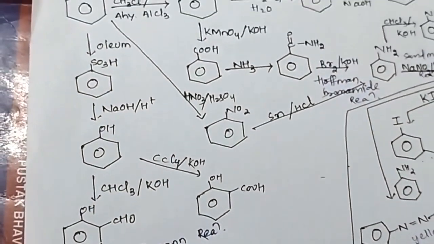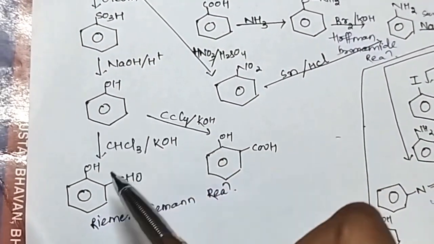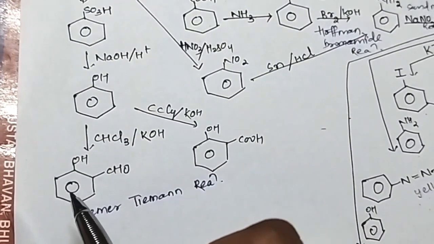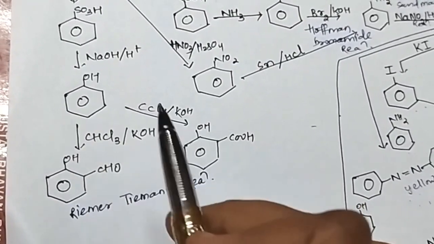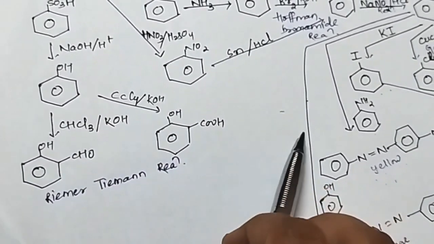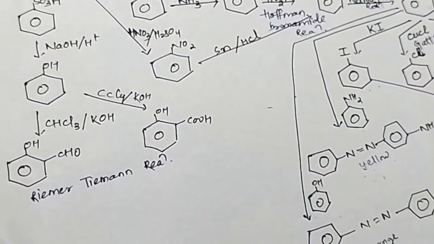When phenol is treated with CHCl3/KOH, then salicylaldehyde is formed. Then if it is treated with CCl4/KOH, then salicylic acid is formed, and this reaction is known as Reimer-Tiemann reaction. Thank you.